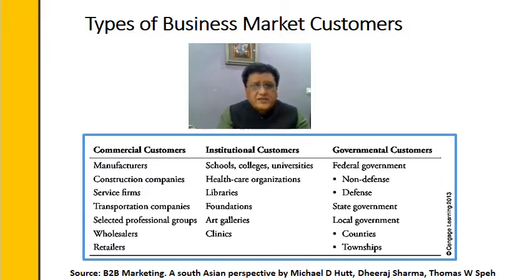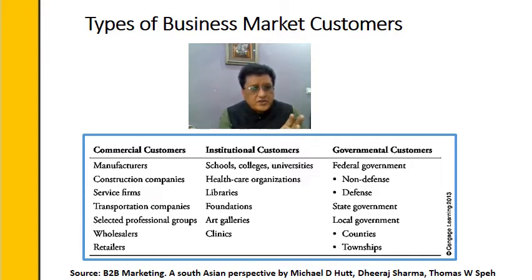In between, there are institutional customers. Institutional customers are those people who generally provide welfare kind of service to the society. Okay, institutional customers. This is what this author means. You can have your own interpretation, but I'm trying to explain the perspective of this author.